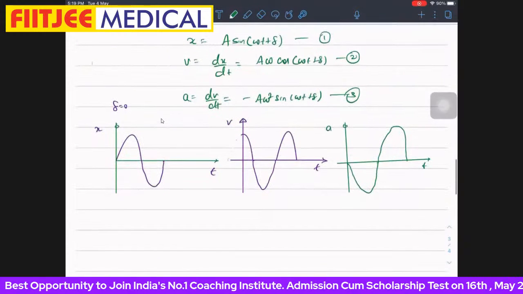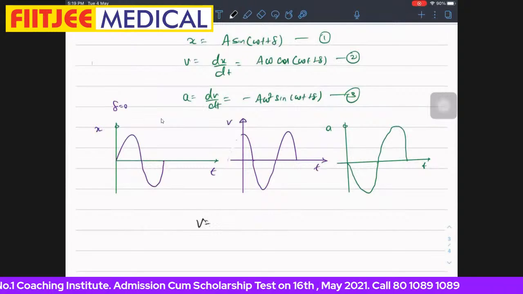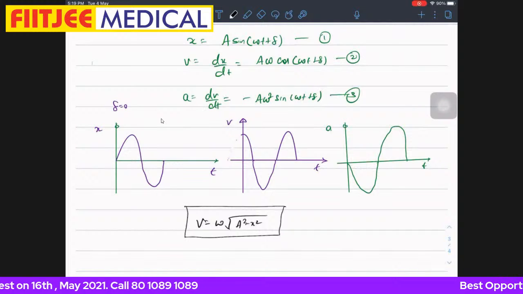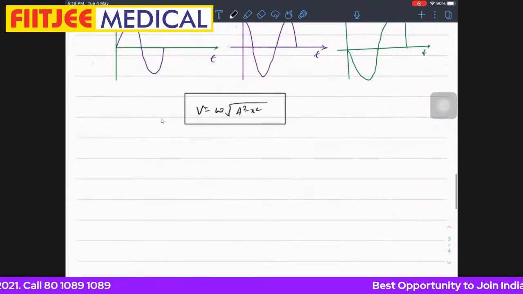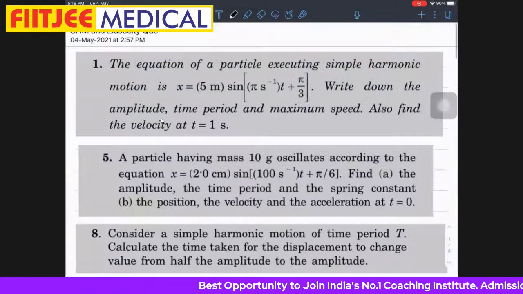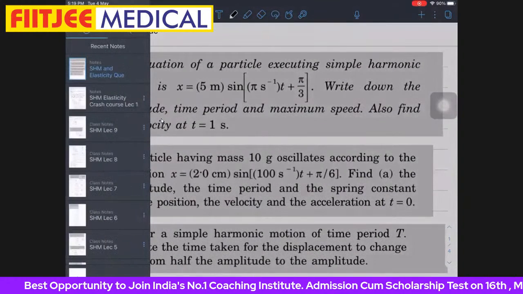Few more equations are there that will be really helpful for the SHM. One equation is v equals omega root of a squared minus x squared. This relation also you can get if you manipulate the above equations. Let's do some questions based on this SHM topic.